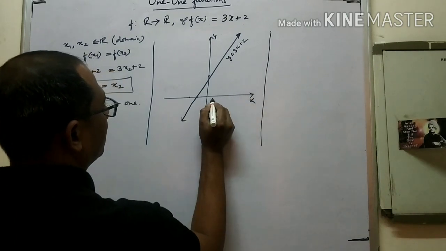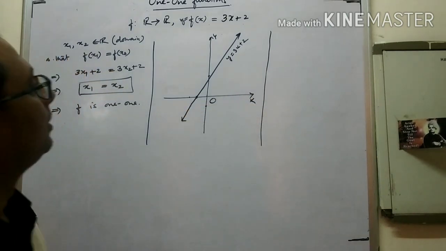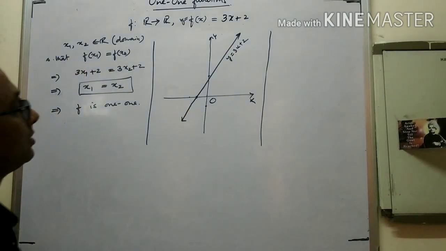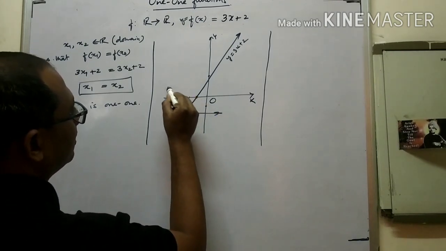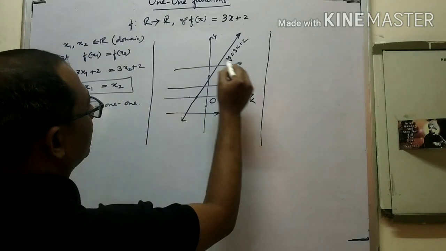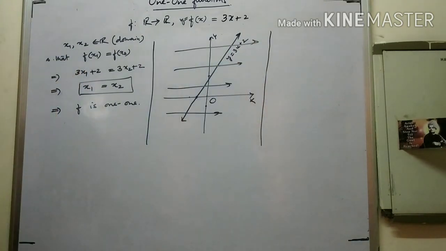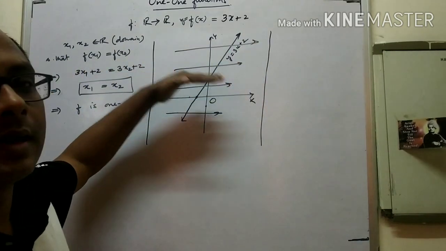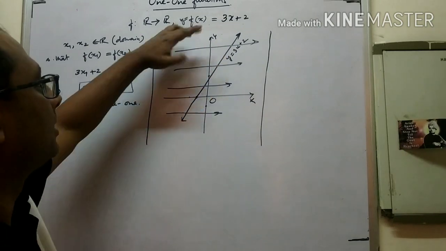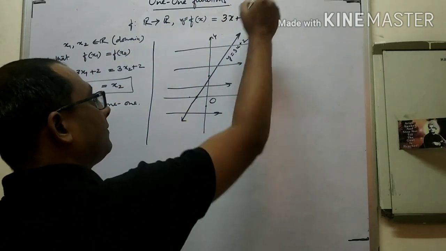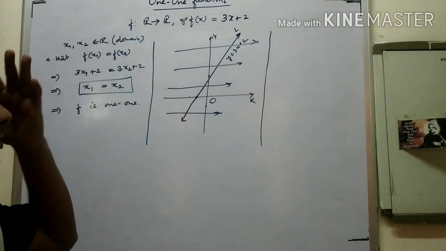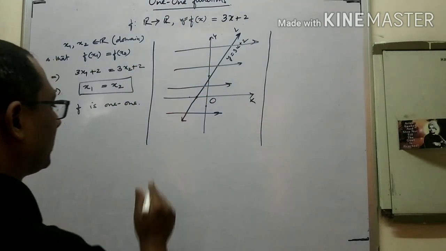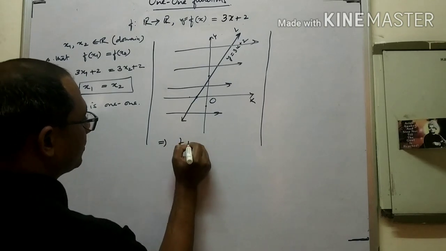With the y-axis and x-axis drawn, what we have to check is whether any line parallel to the x-axis cuts this graph in more than one point. There is no chance that any of these horizontal lines will cut the graph y = 3x + 2 at more than one point. So we imply that f is 1-1.